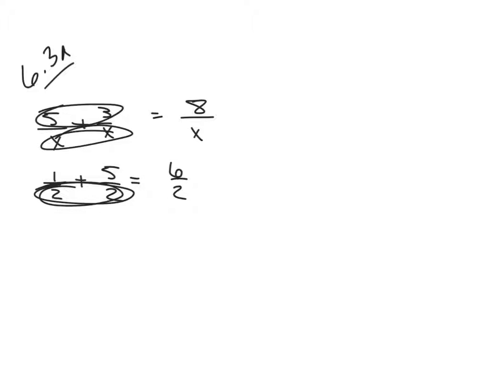The same rule applies, but the only thing is sometimes it's a little bit trickier to find the common denominator when you have variables or letters on the bottom. So let's do one without a letter.